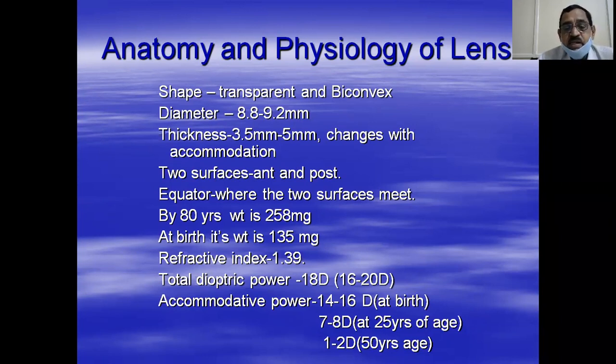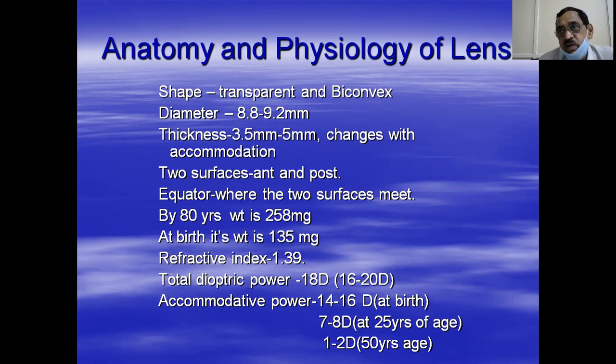The refractive index is around 1.39 on an average, because the nucleus has a higher refractive index, about 1.41, and the cortex 1.38. And the total dioptric power of the lens is around 15 to 60 diopters, or 18 diopters, 16 to 20 diopters. And the accommodative power of the lens is 14 to 16 diopters at birth.